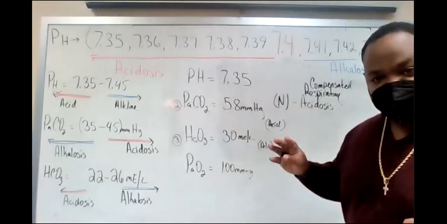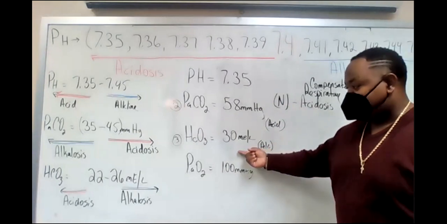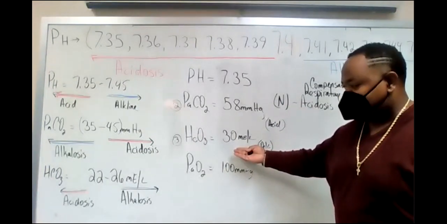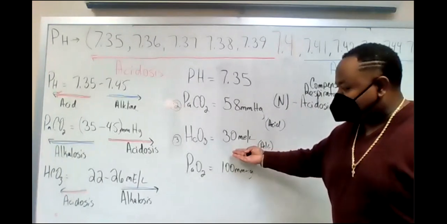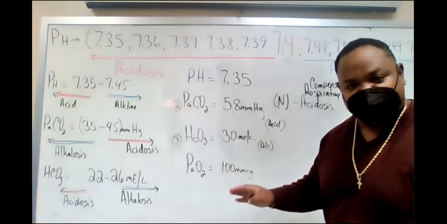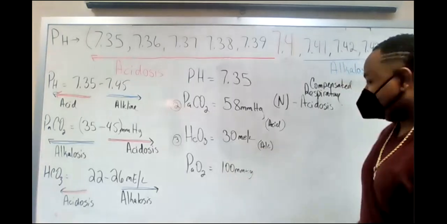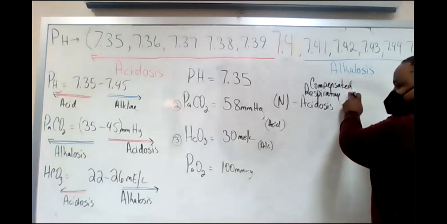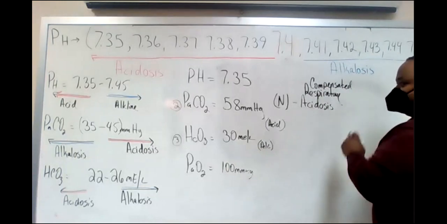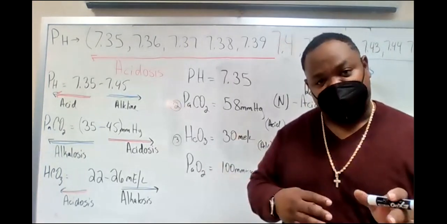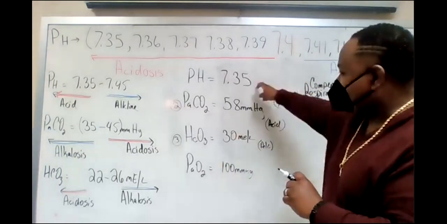Okay. Right? So the first thing to do is listen up. The first thing to do is on the third player. Is the third player in normal range? Yes or no? You said no. So that means we are in a compensated situation. Compensated respiratory acidosis. Now we can find out if it's fully or partially, Christian, by looking back at the pH.